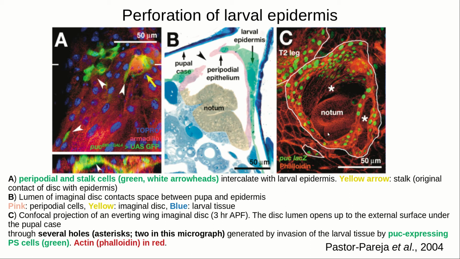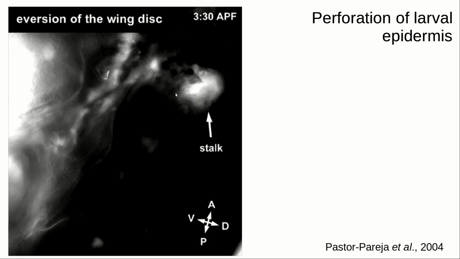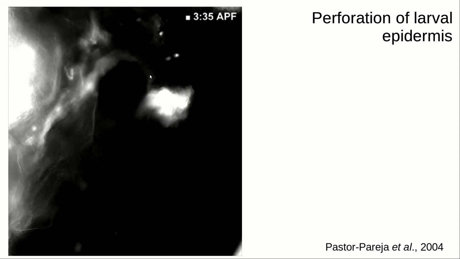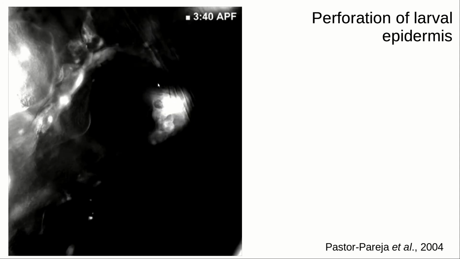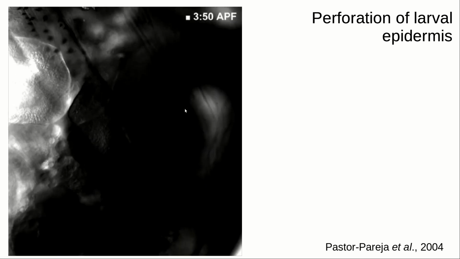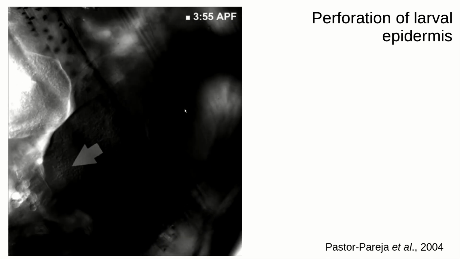And in the end, all these holes are going to join, and as you can see here in this video, the hole is forming and increasing its size. Different holes join, and finally the disc eversion takes place.